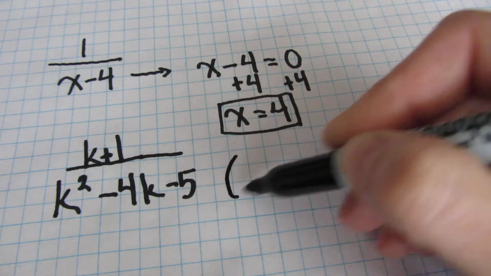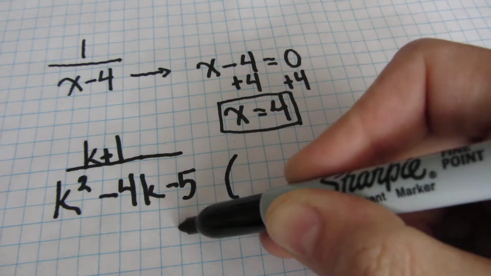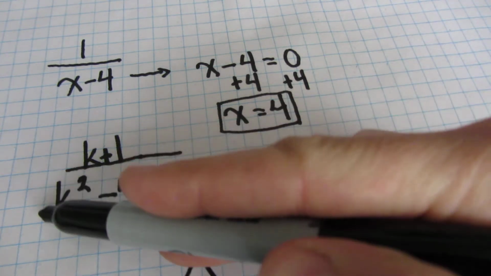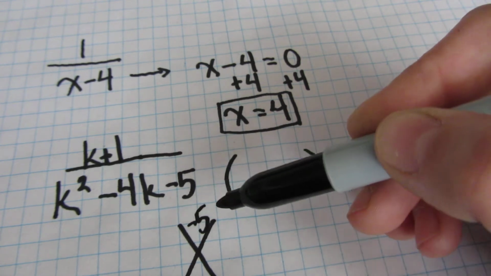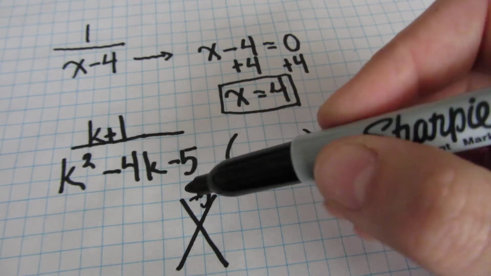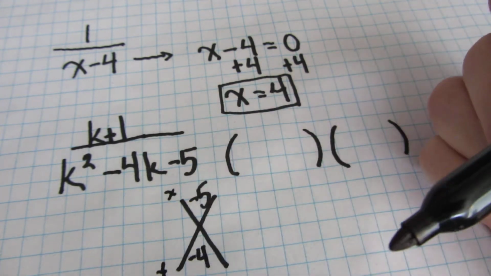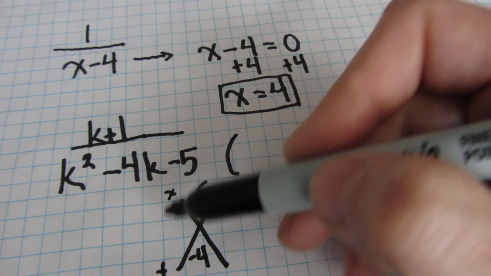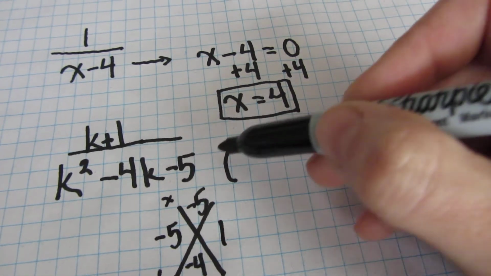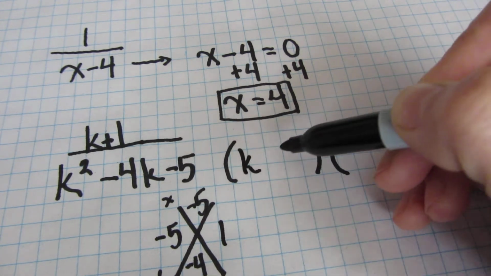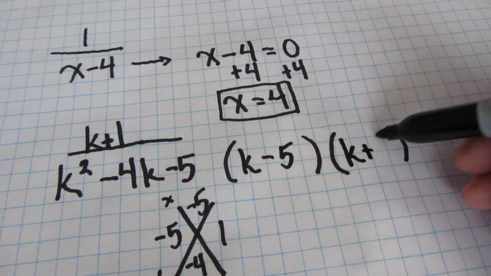So you're going to open up your two sets of parentheses. Big X, coefficient of 1 times negative 5 is negative 5. And then we put the negative 4 on the bottom. So what can we multiply to get negative 5, but add to get negative 4? Well, that would be negative 5 and positive 1. So we have k minus 5 and k plus 1.